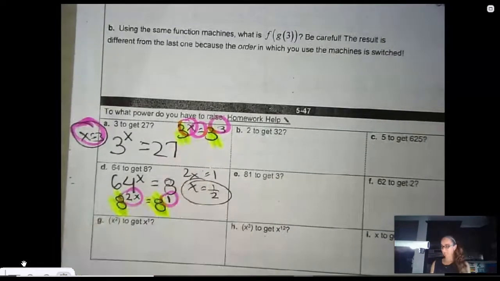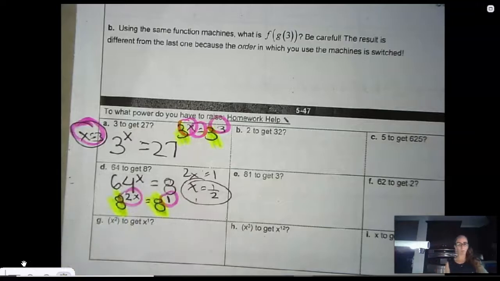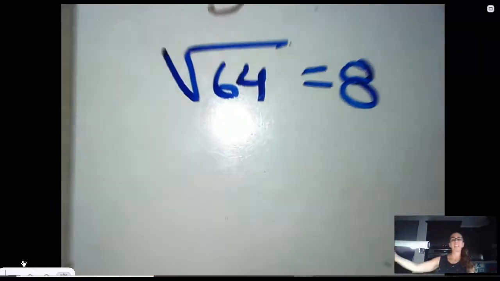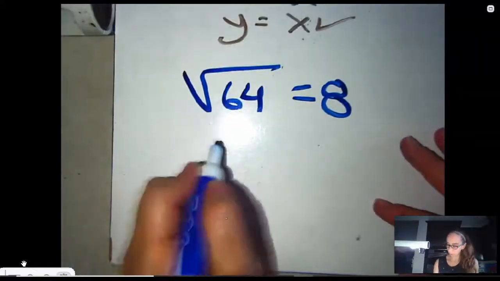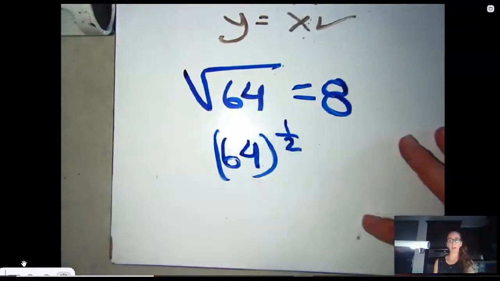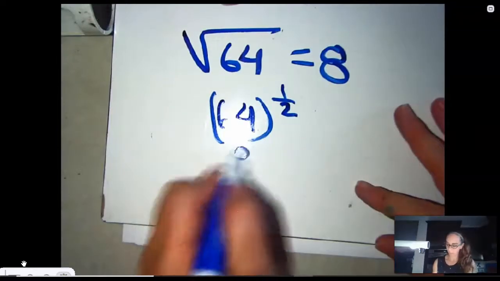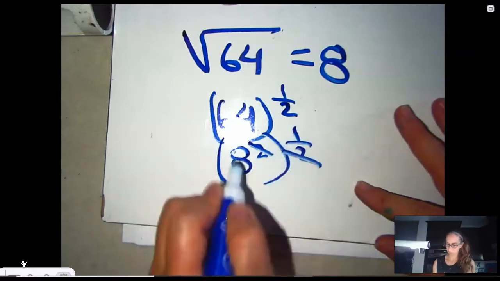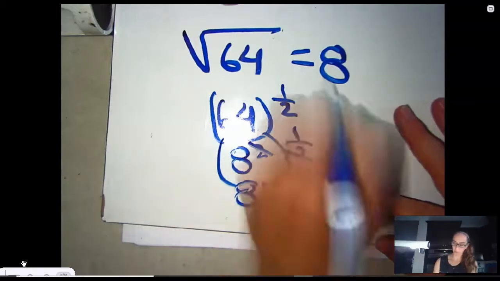And you go, what? 64 to the 1/2 power? Okay. I want to remind you, if you have the square root of 64, that is 8. In exponential form, when you see this, it really means 64 to the 1/2. 64 is 8 squared. 8 to the first is 8.